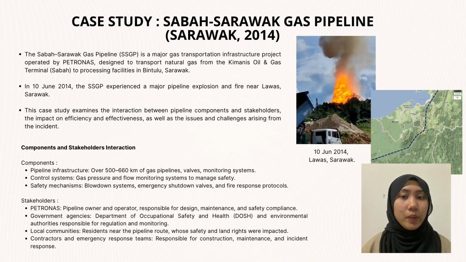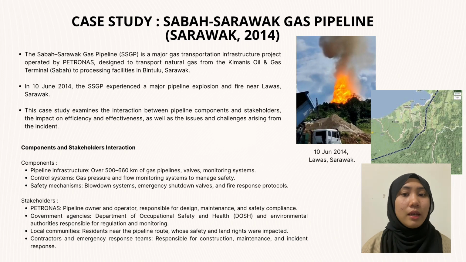The Sabah Sarawak Gas Pipeline is a major gas transportation infrastructure project operated by Petronas, designed to transport natural gas from the Kimanis Oil and Gas Terminal Sabah to processing facility in Bintulu, Sarawak. On 10 June 2014, the SSGP experienced a major pipeline explosion and fire near Lawas, Sarawak.